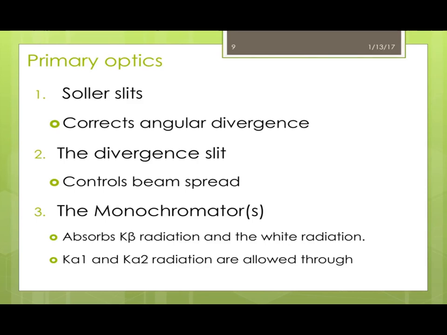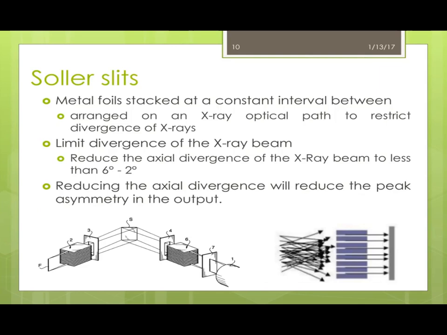Let's take a closer look at the solar slits. These slits are metal foils that are stacked in parallel with constant spacing. Like we mentioned earlier, the job of the slit is to reduce the angular divergence of the X-ray beam and to keep it on the correct path. By doing this, the peak asymmetry of the signal will be greatly reduced, so you'll get better data.